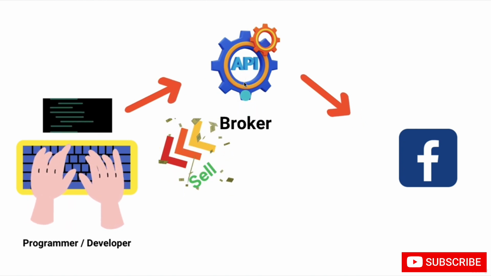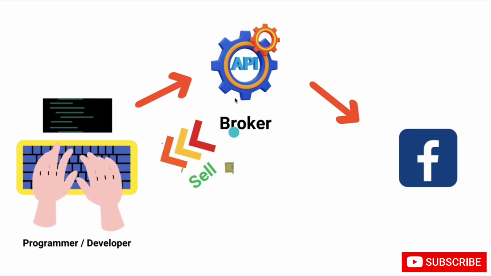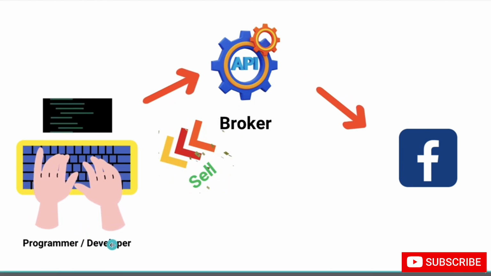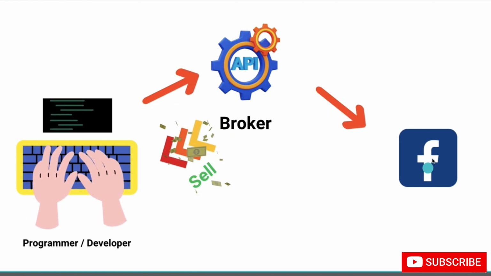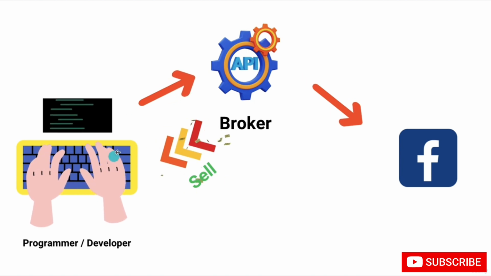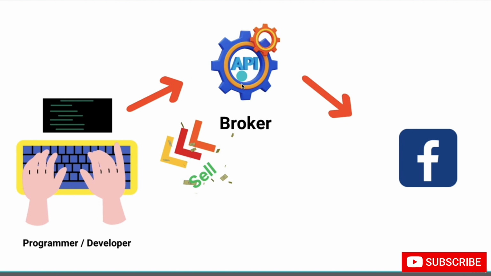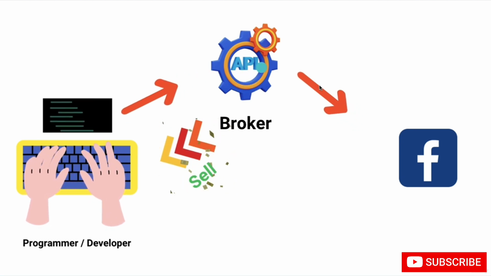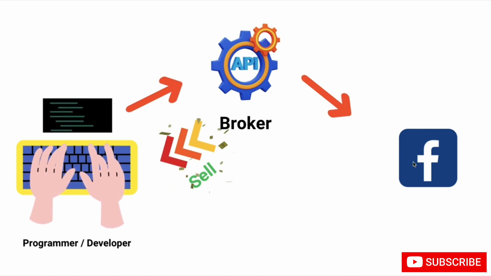We are going to build these APIs, which act like a broker, and we are going to sell this API to programmers or developers, so that they can use our API to access different platforms and tools, and they will pay us. These programmers or developers will pay us to access our API key, so that they can use our API key to access different social media platforms and tools.